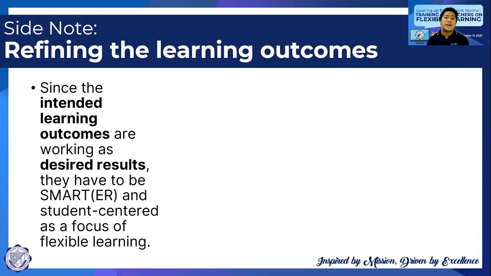Especially in online learning or in flexible learning models, we need to evaluate these desired results, these intended learning outcomes, and they have to be rewarded and recognized for us to further the motivation, the engagement, and the discipline of the students when it comes to attending to their academic responsibilities. And of course, these intended learning outcomes must be student-centered as a focus of flexible learning. However, we can still check the quality of our intended learning outcomes by using the ABCD method.